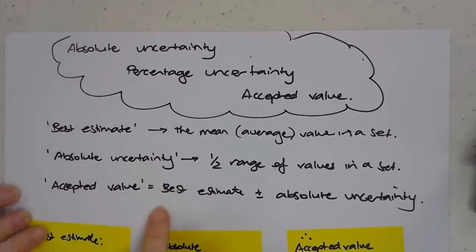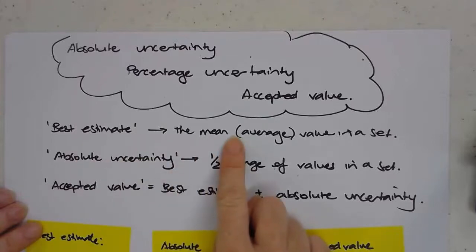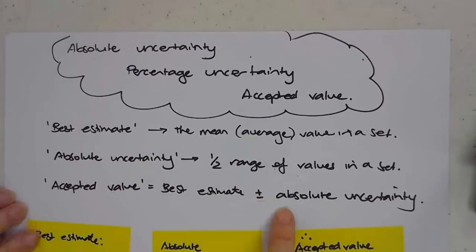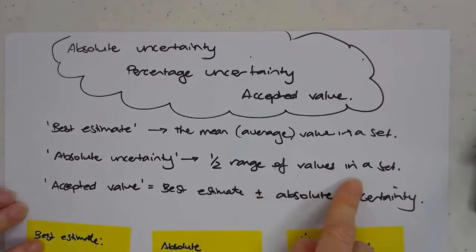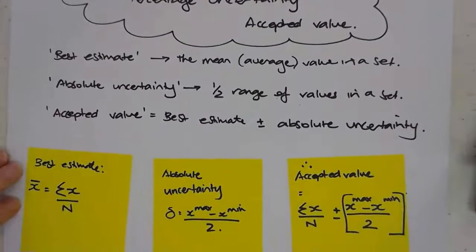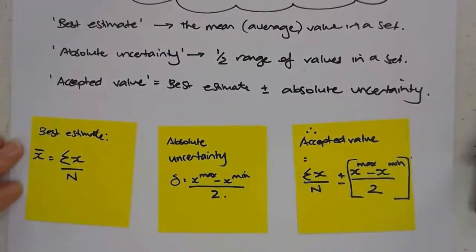And lastly, accepted value. That's where these 2 terms come back into play. Our accepted value for a range of data is our best estimate, the average, plus or minus our absolute uncertainty, plus or minus half the range in a set. I'm going to do a practice question on this in a minute.